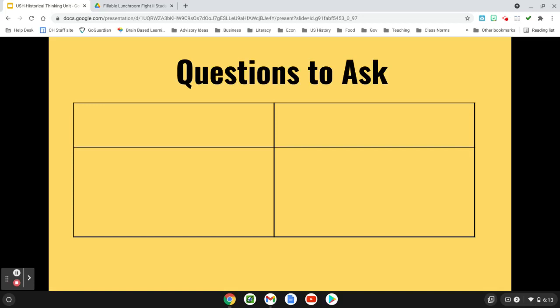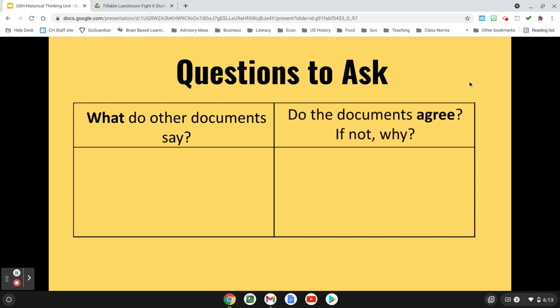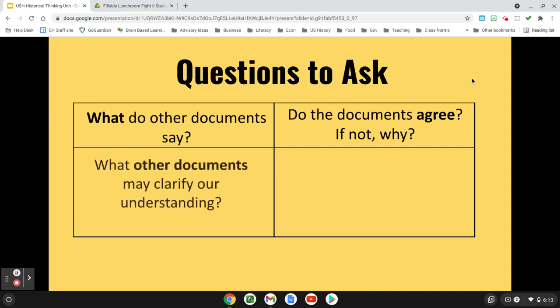Now we're going to take a look at some of the questions to ask when you're trying to corroborate evidence. The first is, what do other documents say? Maybe you can find a private journal of the person or a speech they made, or other documents from that same time period, or maybe a letter written to someone else that would help you find more evidence. Once you've done that, do the documents agree or disagree? Try to figure out where there are similarities and differences in these different types of evidence. Think about what other documents may clarify our understanding. Is there anything else you might try to find, maybe some data that would go with it, or look through other sources to find evidence that backs up what the source you're looking at says.